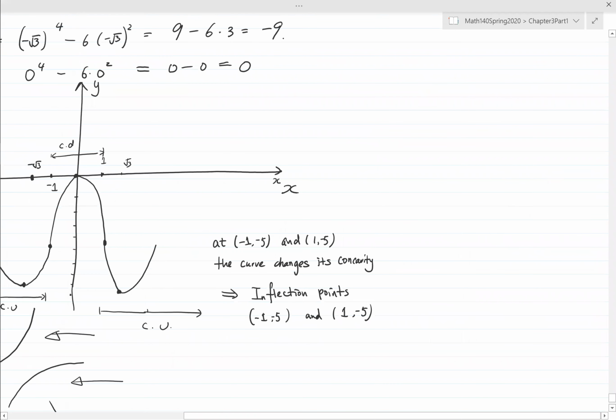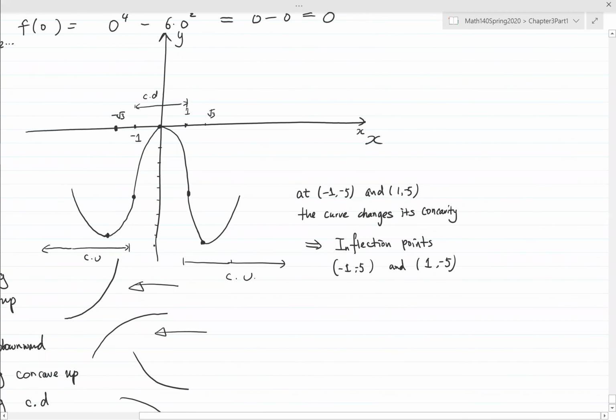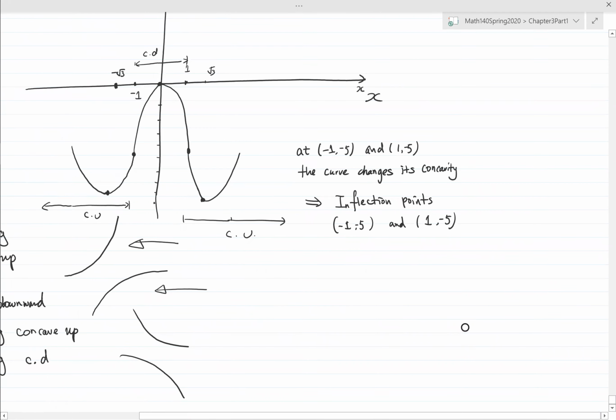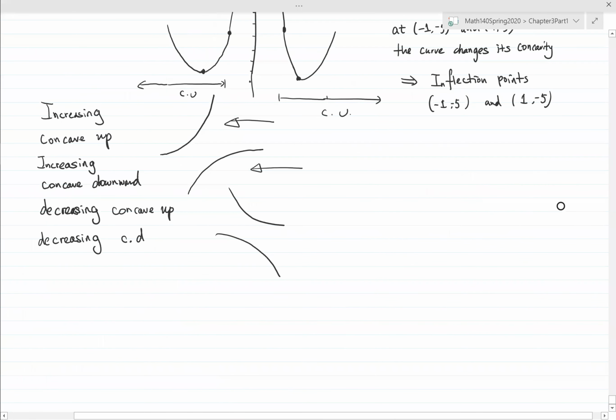Then we are done for this problem. Any questions for this problem? Okay.